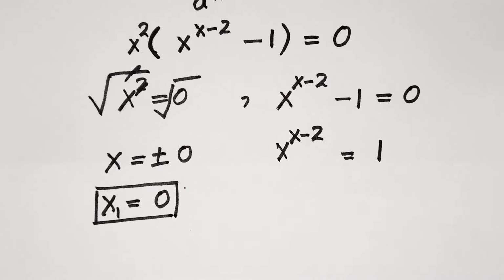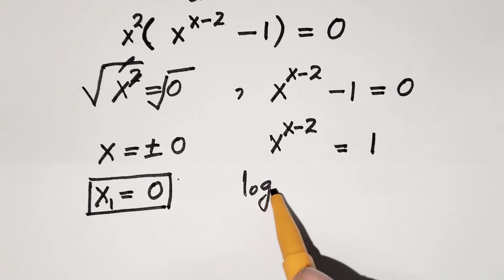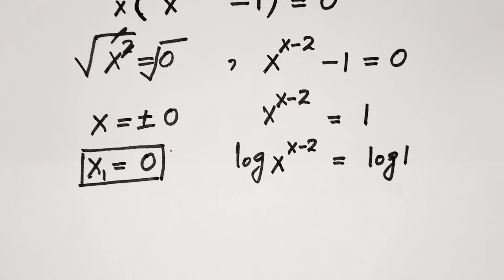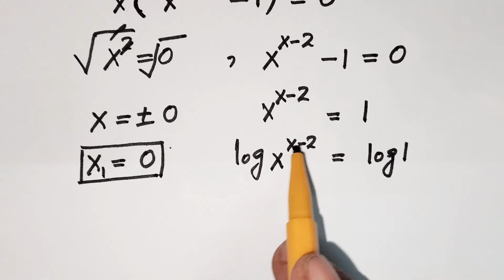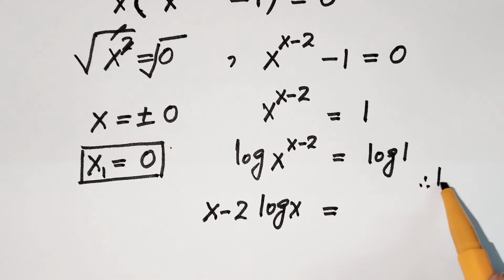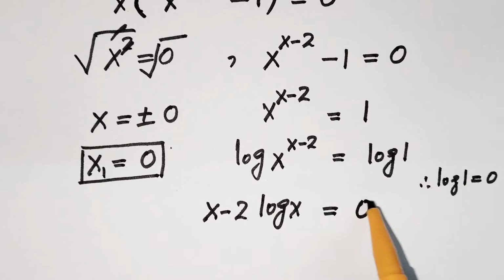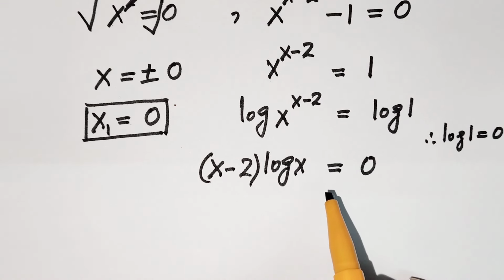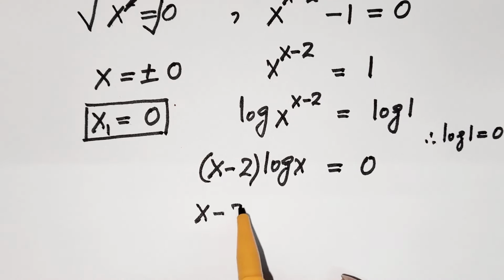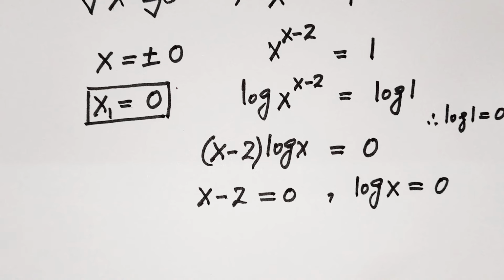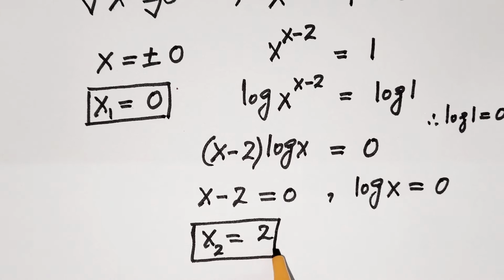Taking log on both sides, we have log of x raised to power x minus 2 is equal to log 1. Using the logarithm power law, we have x minus 2 times log x, and we know that log 1 is equal to 0. Now x minus 2 times log x is equal to 0. We have two conditions: x minus 2 is equal to 0 and log x is equal to 0. Solving the first one, we get x is equal to 2. Let's say it is our value x2.